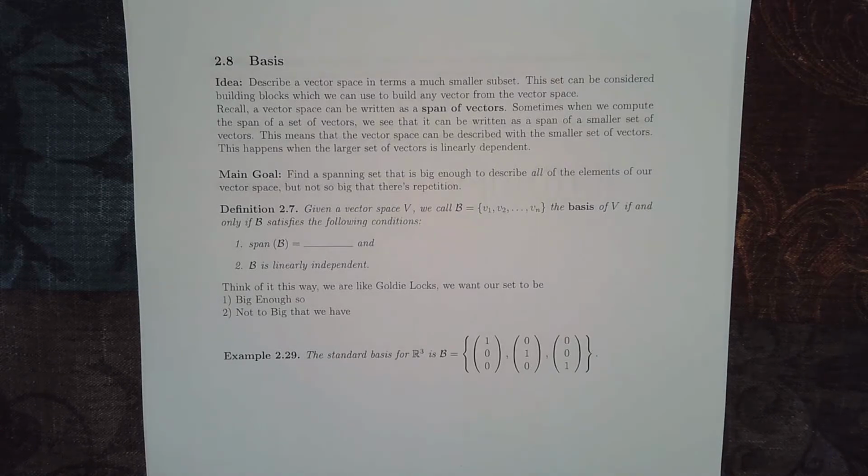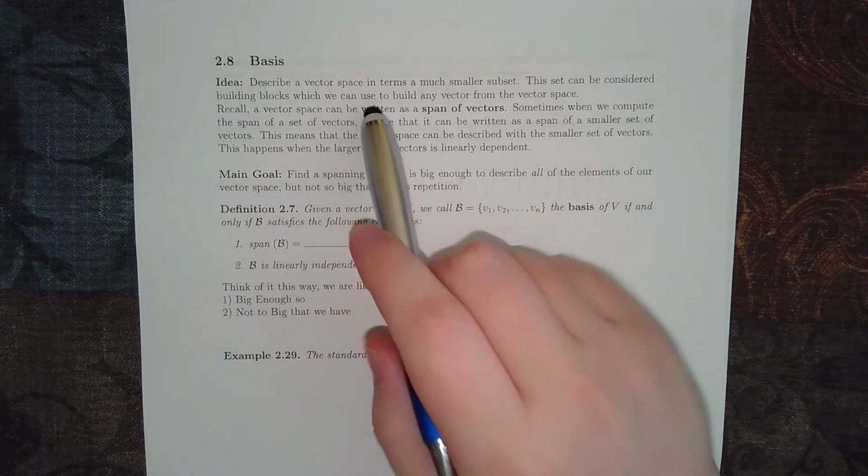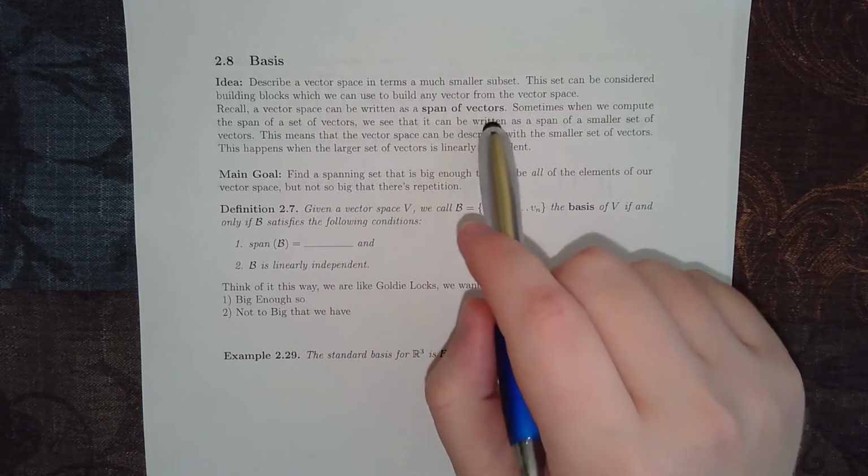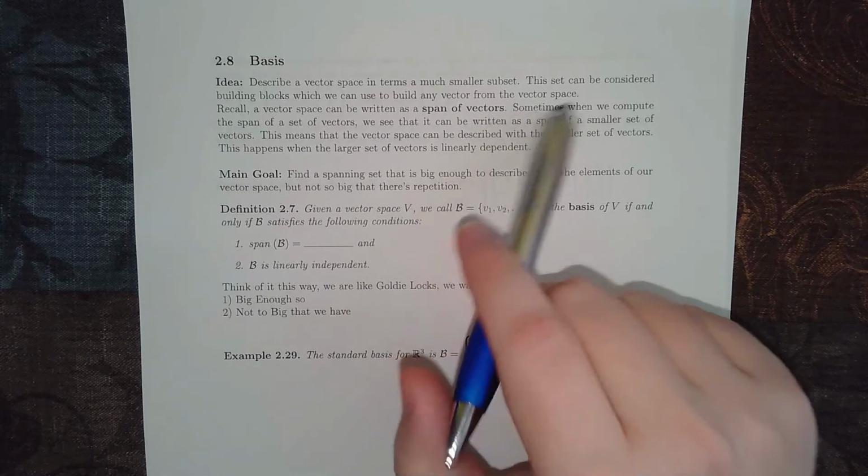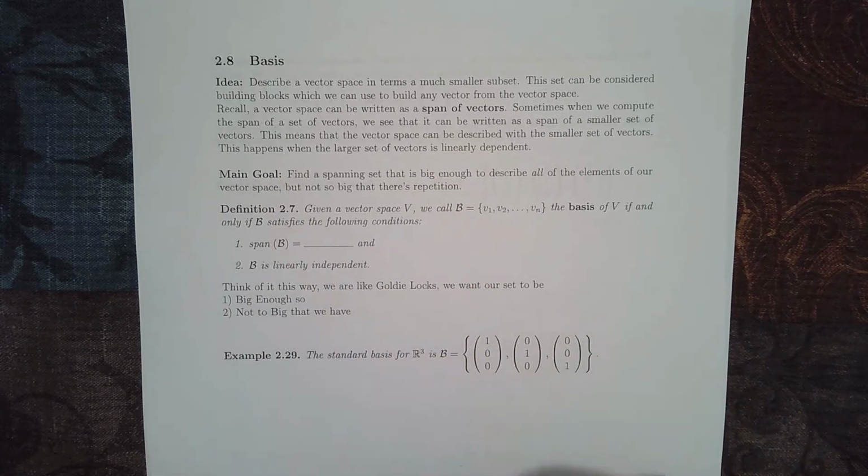So now that we've talked about linear independence and span, we can talk about having a basis for a set of vectors, for a vector space. So the idea is we want to describe a vector space in terms of some much smaller subset. This set can be considered our building blocks that we're going to use to build any vector from the vector space.